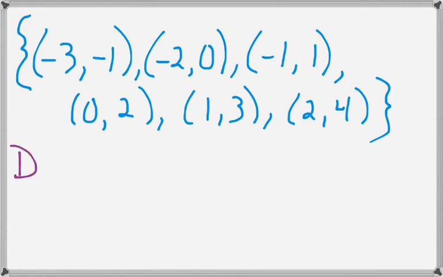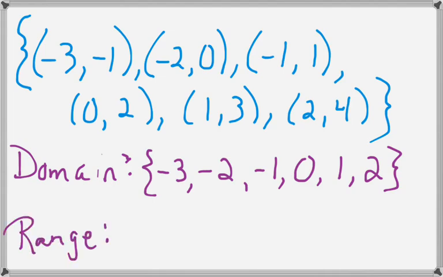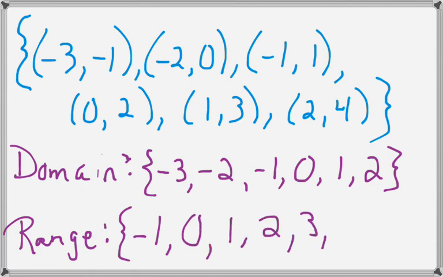So our domain here, the set of inputs, is going to contain all the numbers that show up as the first coordinate in the point. So -3 is an input, -2 is an input, -1, 0, 1, and 2. And then the range, the set of outputs, would be all the second coordinates, so -1, 0, 1, 2, 3, and 4.